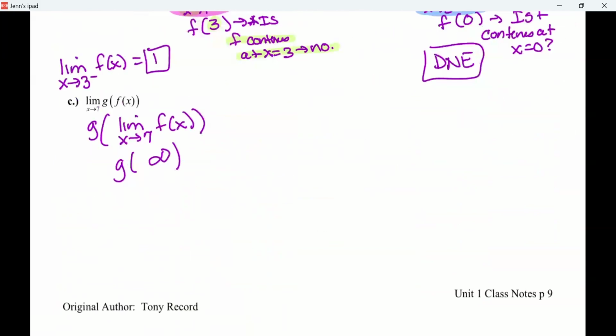So this is a statement that really doesn't make any sense. The question you're asking yourself is, is g continuous at x equals infinity, excuse me. Infinity is not a number, it's a behavior. So it's not approaching a fixed number. So right away, this is going to be a DNE.